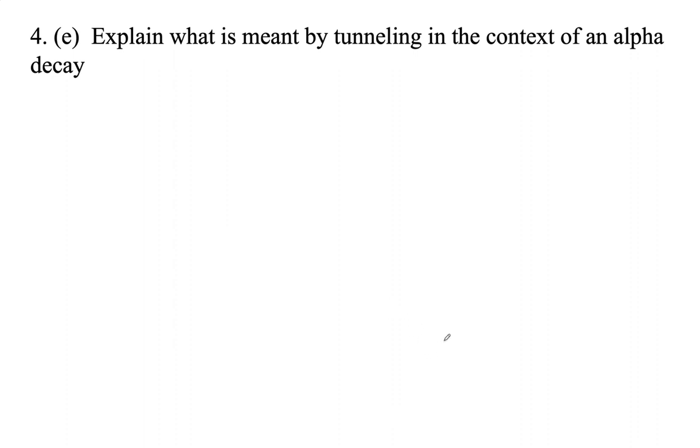Explain what is meant by tunneling. As an alpha particle approaches a nucleus, remember that this is positively charged and this is positively charged. These guys repel each other, so this guy goes, and it's repelled. Whoa, it goes back out. It's like two North Pole magnets coming in toward each other.